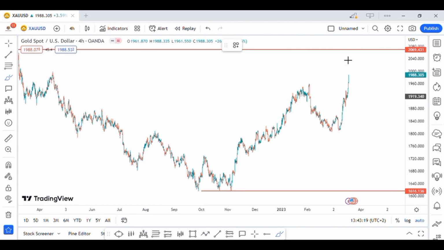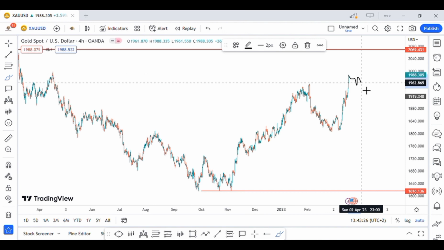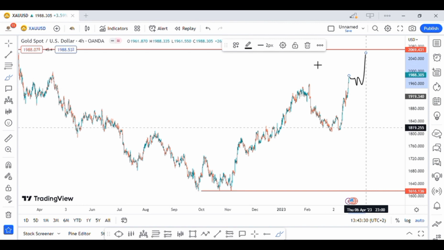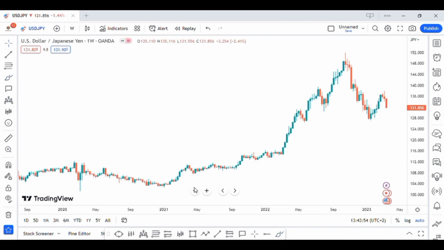Now, as you can see, what we are waiting for is because we had that impulse. What we're waiting for is a correction for us to take an entry and finish up that move to the upside. That's what we are waiting for. See that correction to finish up that move to the upside.